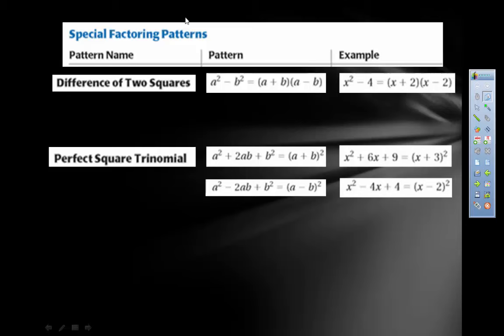There are the 3 special cases. That's the difference of two squares, and then we have the perfect squares. Now notice the only difference between these two perfect squares is that middle term. The middle term is positive here, it's negative here. If that middle term is negative, then you get a negative here. If the middle term is positive, you get a positive here. But you have a squared and you have a plus b squared here. It's very similar. The only difference is that sign right there.